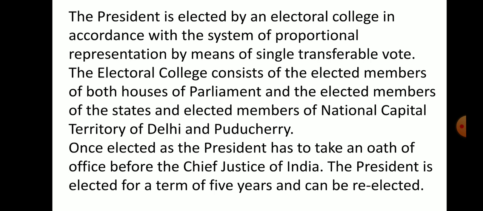This is one of your short answers. That is your first short answer. So mark it in your book, learn it and write it. So the President is elected by an electoral college, from states to Puducherry. Once he has been elected, he has to take an oath before the Chief Justice of India. His term of office is 5 years.